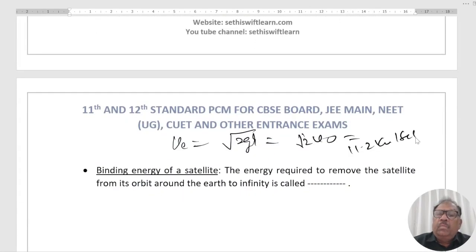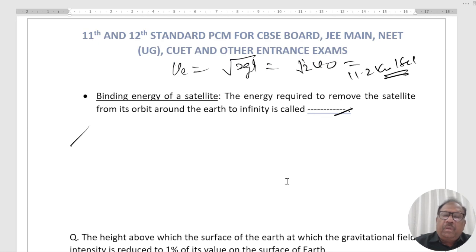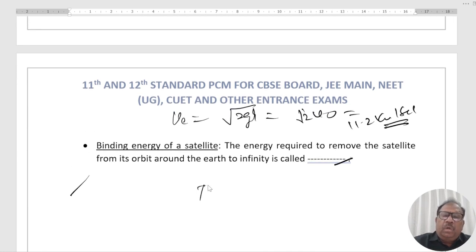kilometer per second. What is binding energy? Binding energy of a satellite is the energy required to remove the satellite from its orbit around the Earth to infinity. One thing very important: total energy equals kinetic energy plus potential energy. Total energy is always negative, kinetic energy is positive, potential energy is negative.